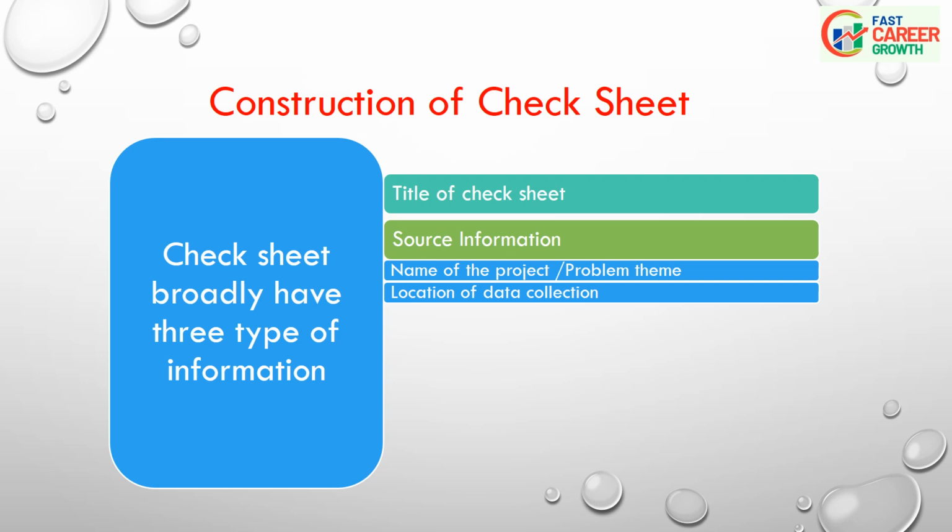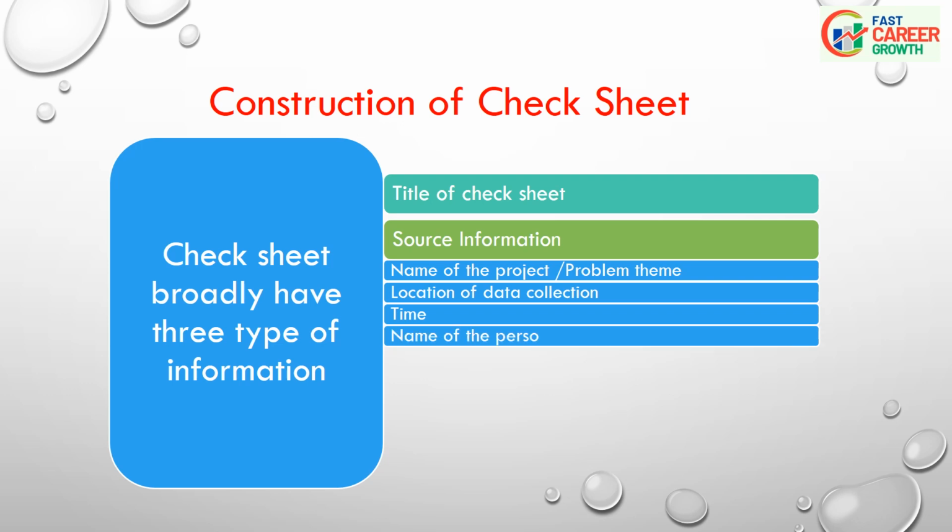Location of data collection. The location where data is being collected is crucial information. It helps in understanding where the data is originating from, which can be vital in identifying patterns or issues related to specific locations. Time. Recording the time or date of data collection is essential for tracking when the data was gathered. It can be valuable for identifying trends, correlations, or time-based variations in the data.